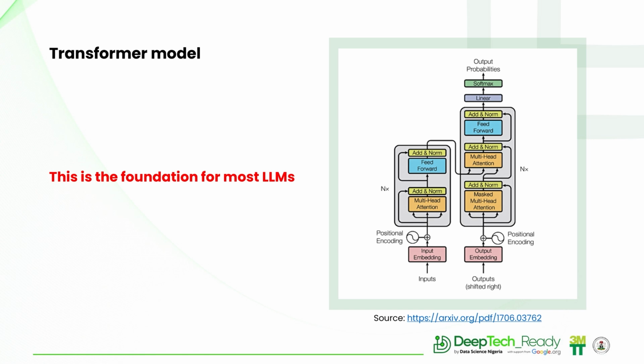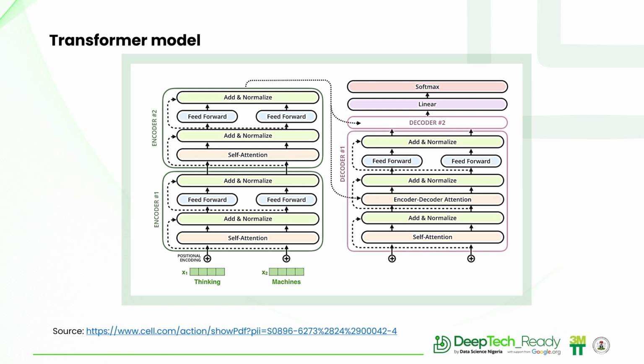The original transformer model consists of two main components, an encoder and a decoder. Each of these is built as a stack of transformer blocks. This design was particularly effective for machine translation, where the goal is to convert text from one language to another. The encoder processes the input sequence, capturing its meaning and context, while the decoder generates the output sequence in the target language.